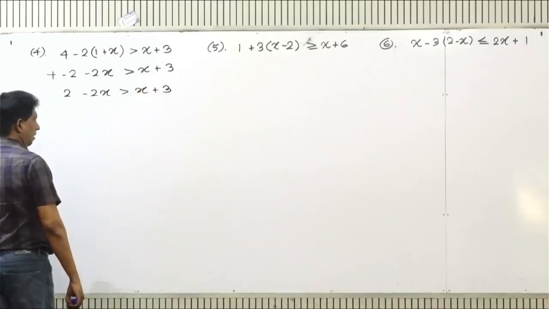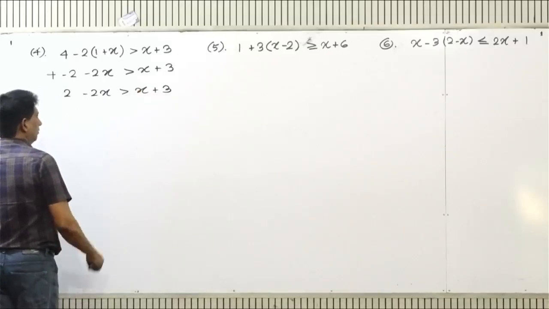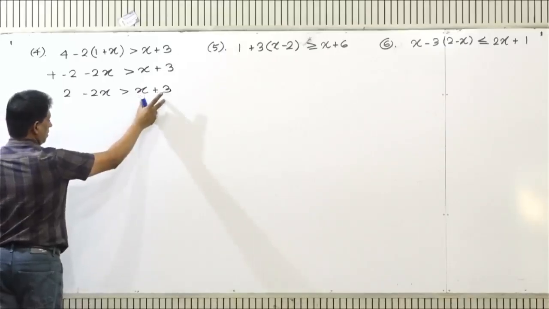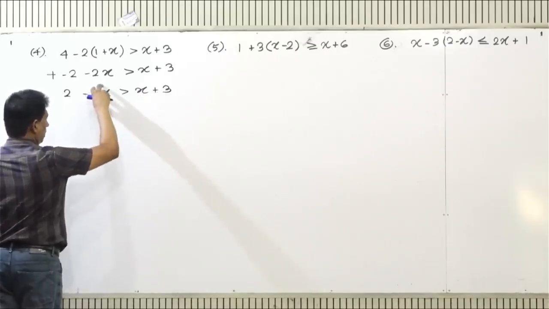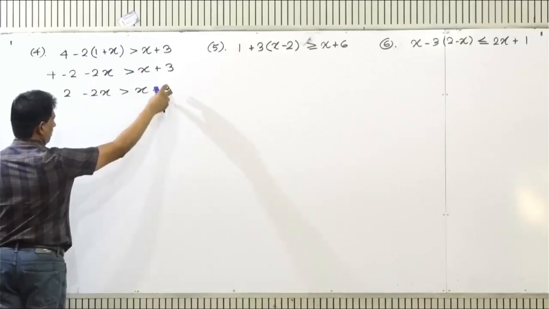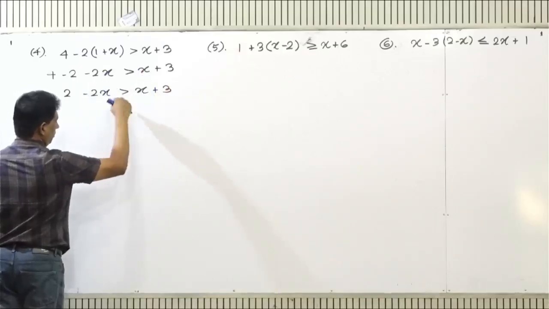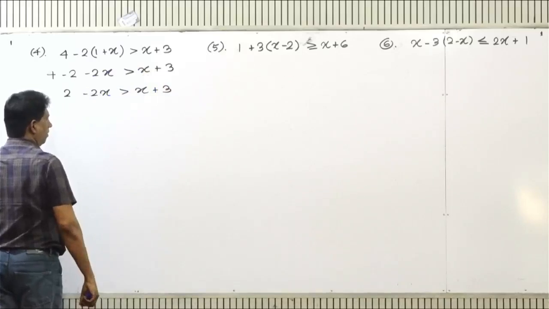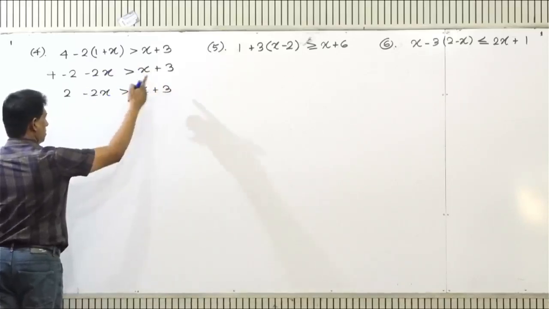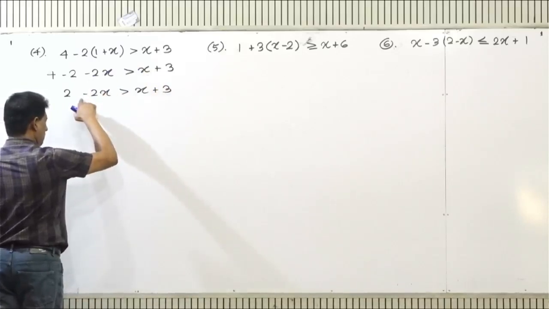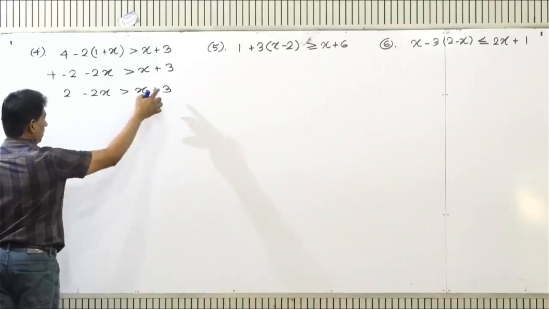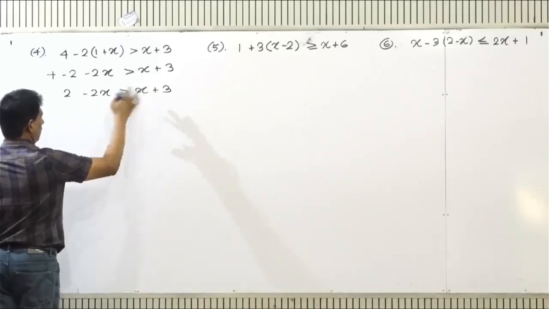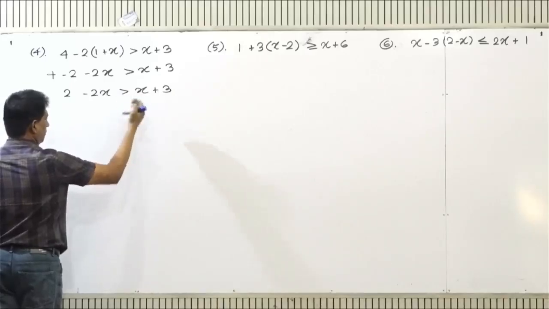Now we have to subject x. We can subject x on this side. Then we can take this minus 2x to this side. That means we have to add 2x to both sides. Then we have to take this positive 3 to this side. That means minus 3. Why? Because we have to subtract 3 from both sides.